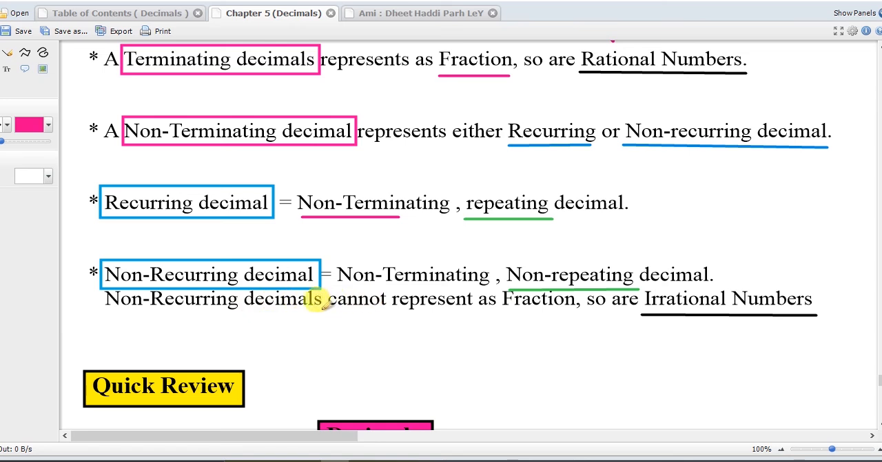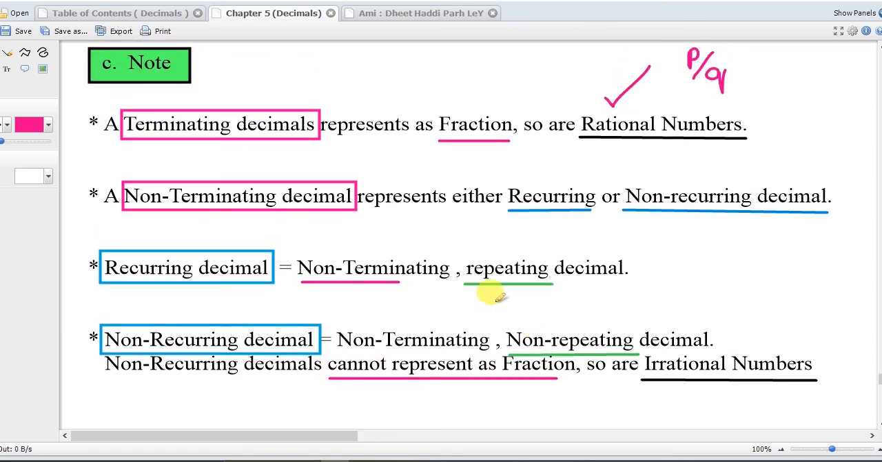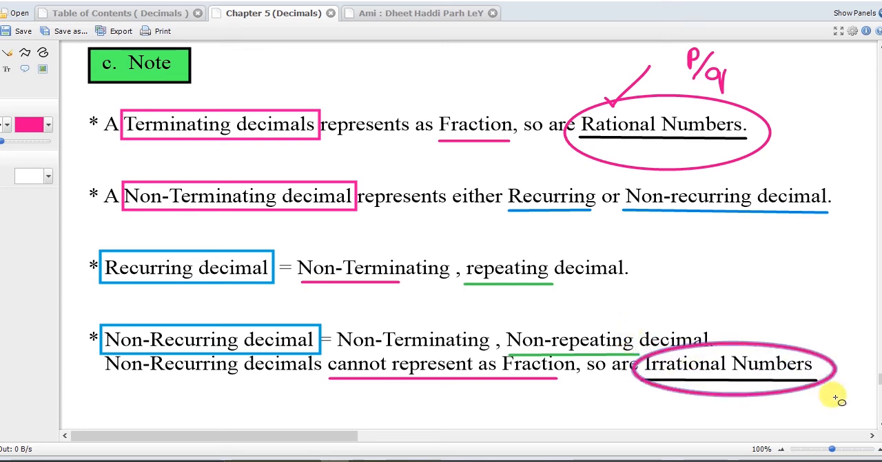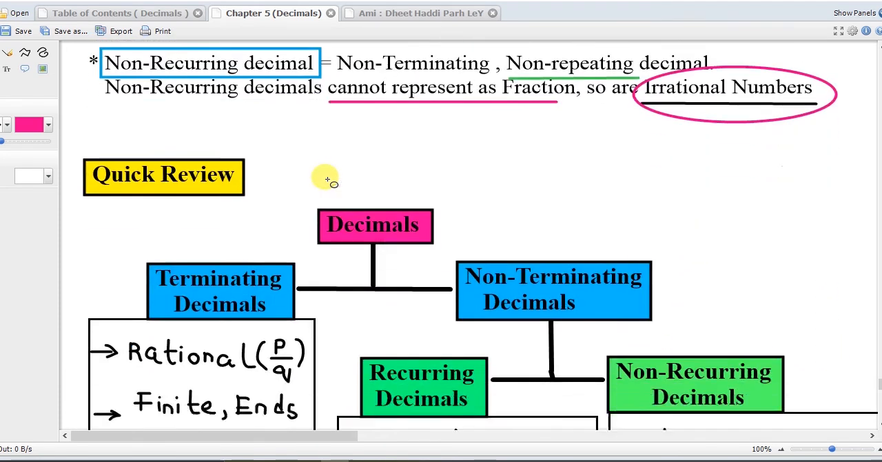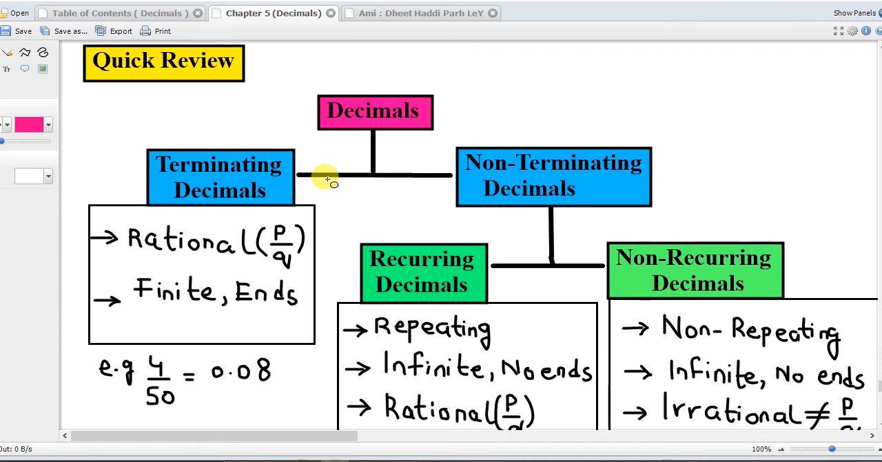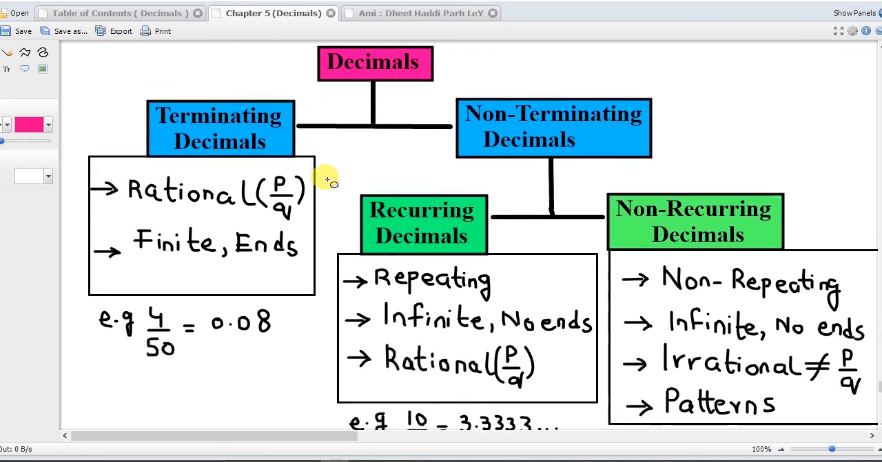So non-recurring decimals cannot be represented as a fraction. Terminating decimals we can represent as a fraction, and among the two categories of non-terminating decimals, the second category, which is non-recurring, cannot be written in the form of a fraction, right? So these are the things you need to keep in mind. This is a rational number, this is an irrational number. That's it. So let's do a quick overview of these decimals, up till now, of what we have discussed and studied.